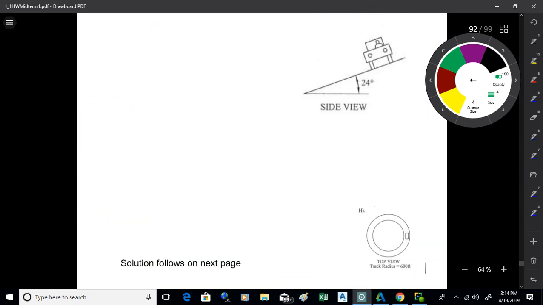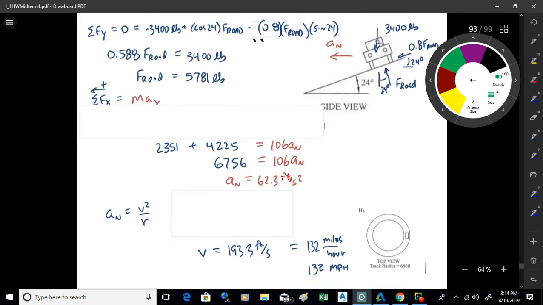Okay, the next one here, we got a car on a ramp. This is a little different than the one we did in class. The one we did in class, we didn't have any friction. This one we do, so we want to consider friction on this one. But the thing is, we don't know what it is. All right. So once again, you want a good free body diagram on this thing.